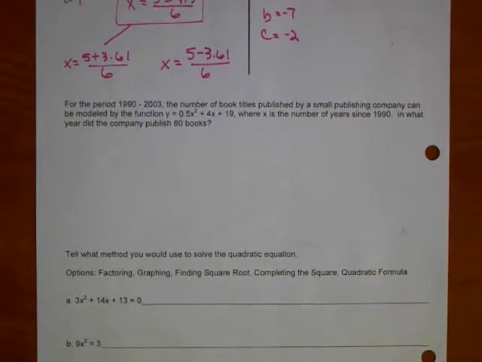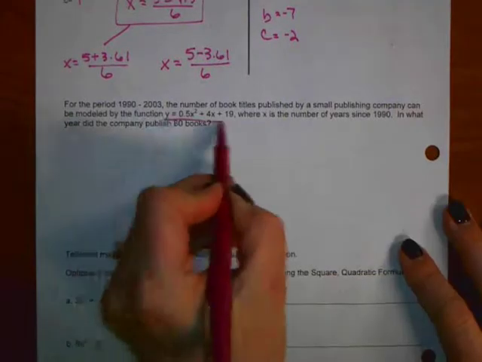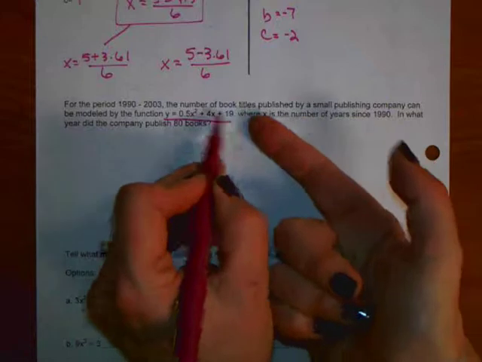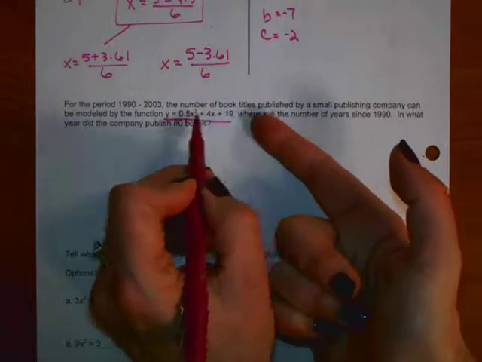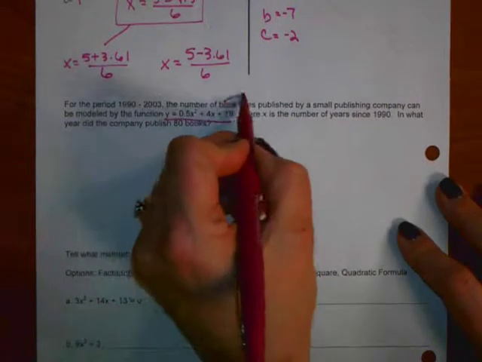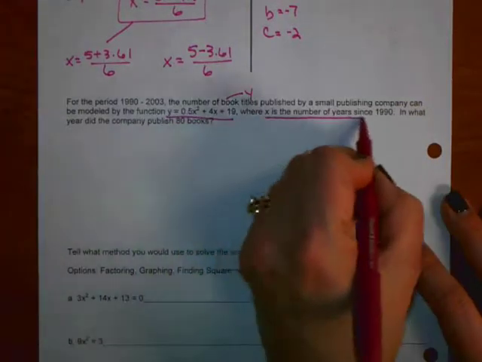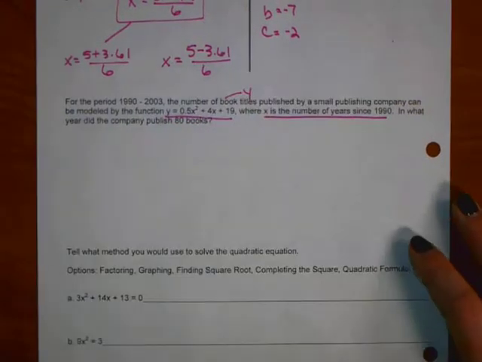Okay? So, no, I don't like story problems. Too bad. For the period 1990 to 2003, the number of book titles published by a small publishing company can be modeled by this function. What does this function output? What is it telling me it does? The number of what? Book titles. That's my Y. That's my output. My Y is the number of books. And X is the number of years since 1990.